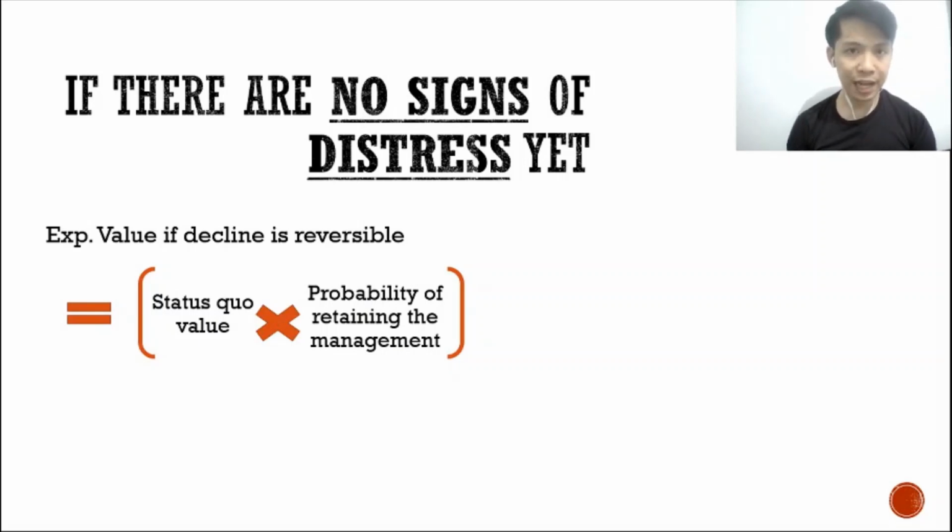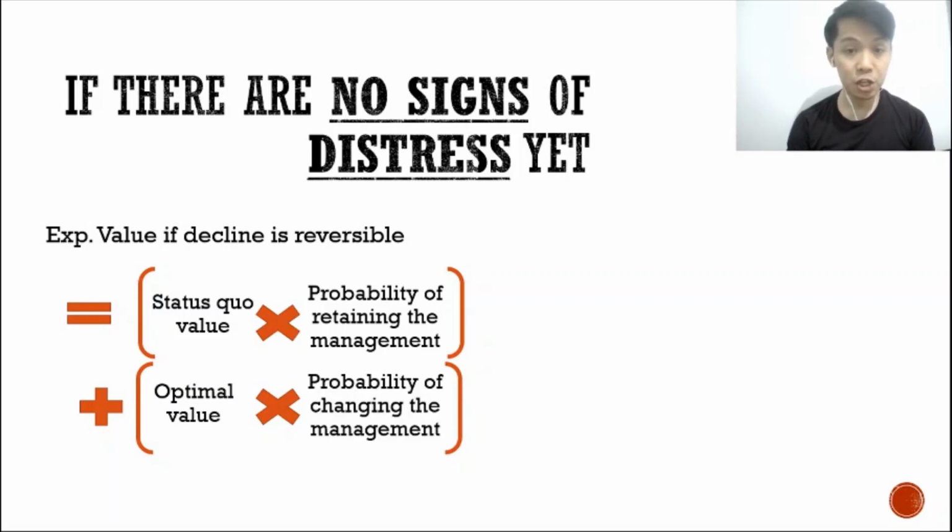And then also calculate the value assuming that the existing management will be replaced by some management that's better in turning around the business, bringing it back to the growth phase. So plus the value, assuming it is run by the best managers in the best possible way, that's the optimal value, multiplied by the probability that the management will be changed. This is the same way of calculating the value for mature companies when we account for control in the previous video.